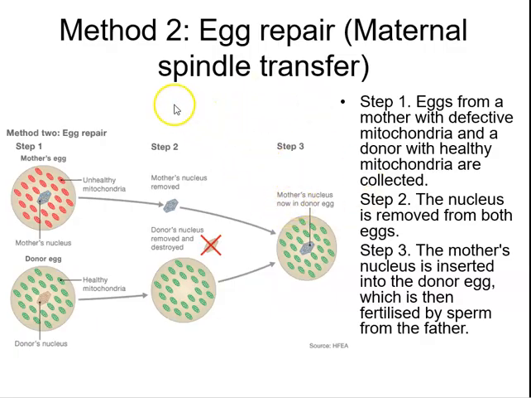In this second method, which we call egg repair or maternal spindle transfer, we have the mother's unfertilized egg and a donor egg. We take the nucleus out of the donor egg, and that's just removed and destroyed. We remove the mother's nucleus and implant it into the donor egg. So we end up with an egg where the genetic material and the mitotic spindles and all of that machinery have been removed from one egg and put into the other, and then we can fertilize this egg with sperm from the father.